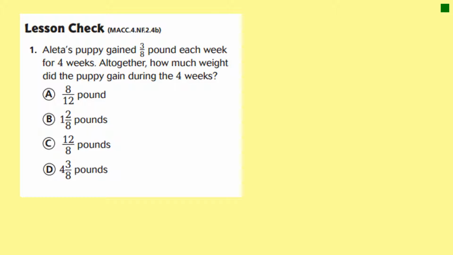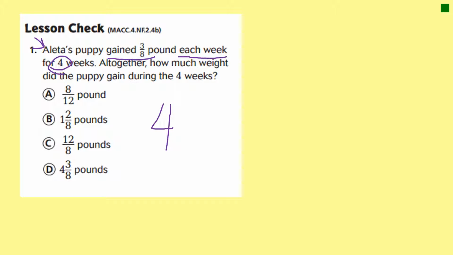All right, now we have flipped to the back to the lesson check. Number 1, Alita's puppy gained 3/8 pound each week for 4 weeks. Altogether, how much weight did the puppy gain during the 4 weeks? All right, so let's see. I'm going back up here and reading about this puppy. I bet it's adorable. Okay, Alita's puppy gained 3/8 pound each week for 4 weeks. Altogether, how much did the puppy gain during the 4 weeks?